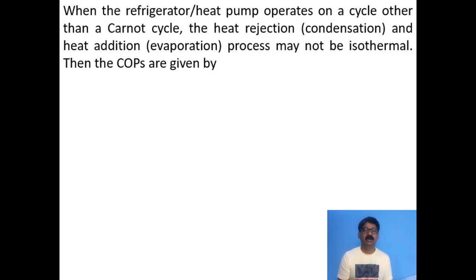When the refrigerator or heat pump operates on a cycle other than the Carnot cycle, the heat rejection, that is the condensation, and the heat addition, that is the evaporation process, may not be isothermal. So here in the Carnot cycle, we have shown that the evaporation process 1 to 2 and the condensation process 3 to 4, since they are in the two-phase region, pressure as well as temperature remain the same, that means they are isothermal. But in the actual refrigerator or heat pump, the processes of condensation and evaporation may not be isothermal, so there will be a change in temperature also.